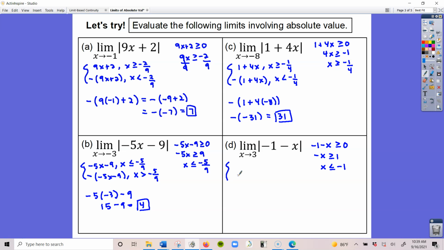So for my pieces, my first piece is negative 1 minus x for when x is less than or equal to negative 1. And then my bottom piece is going to be the opposite of negative 1 minus x, for when x is greater than negative 1. Now 3 is greater. So I am going to use this bottom piece here. So we have negative 1 minus 3, which is going to equal negative 4, which equals 4.